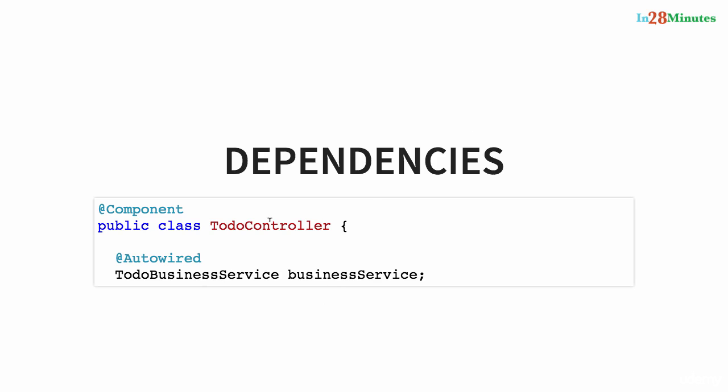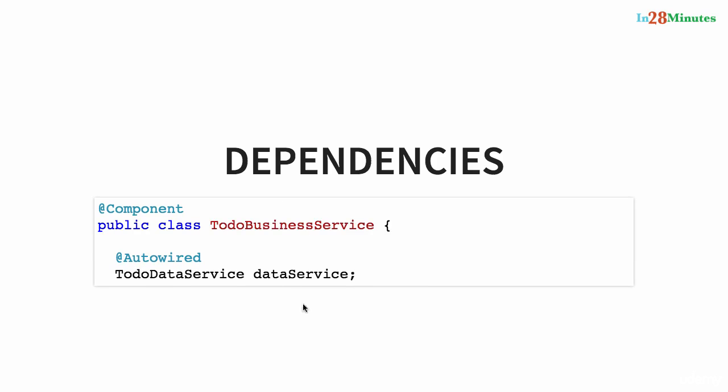If you look at here, this is a to-do controller. It is making use of a to-do business service. So the to-do controller might be something which is used to render the screen, render the to-dos and other stuff. And it is making use of the to-do business service to get all the details. So the to-do business service is a dependency of to-do controller.